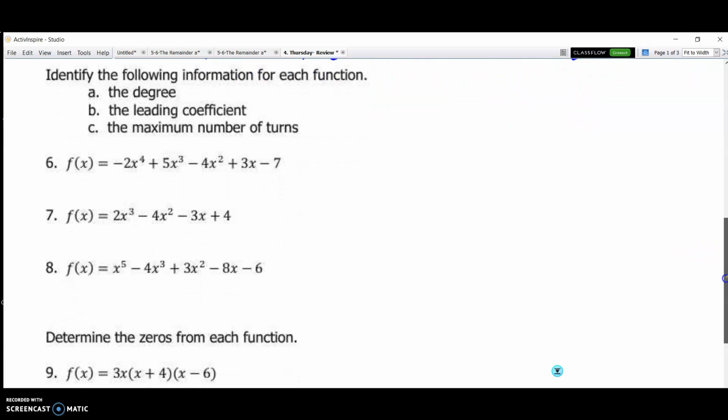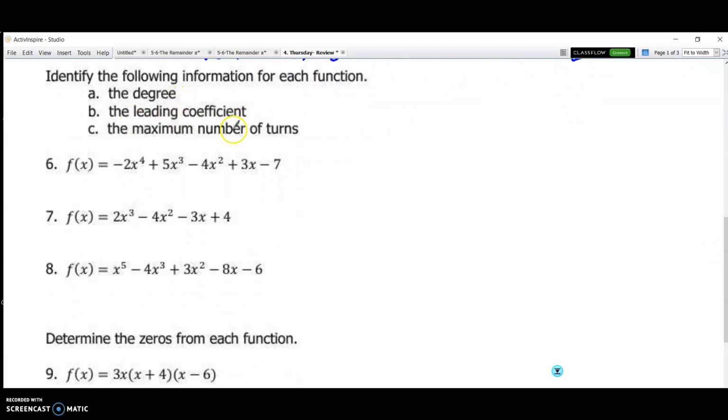Okay, next one, we are identifying the degree, the leading coefficient, and the maximum number of terms. So all those are related. The degree is the largest exponent that we see. So in here, the largest exponent that we see is 4, so degree is 4. The leading coefficient is the coefficient for that degree, so the coefficient is negative 2. So leading coefficient is negative 2, and then the max terms is your degree minus 1. So 4 is my degree, so max terms is 3.